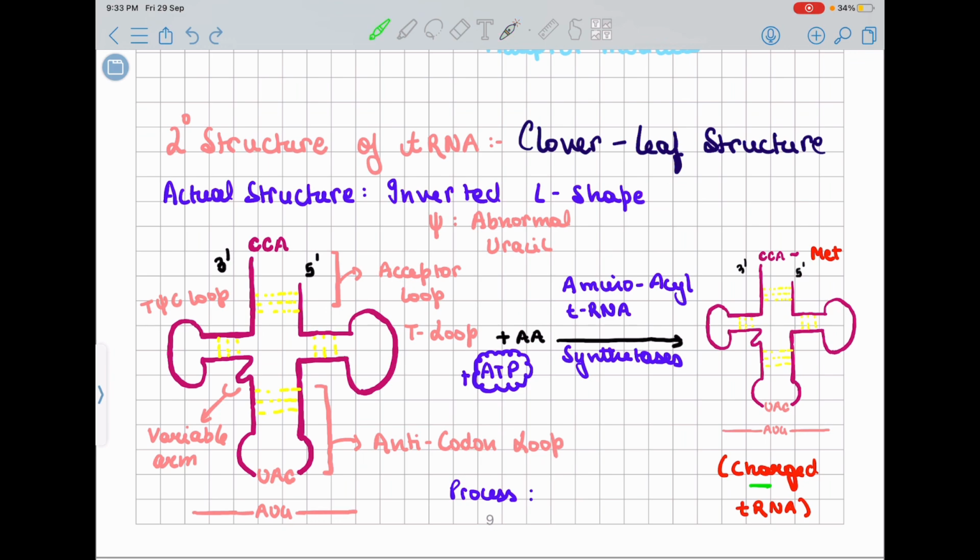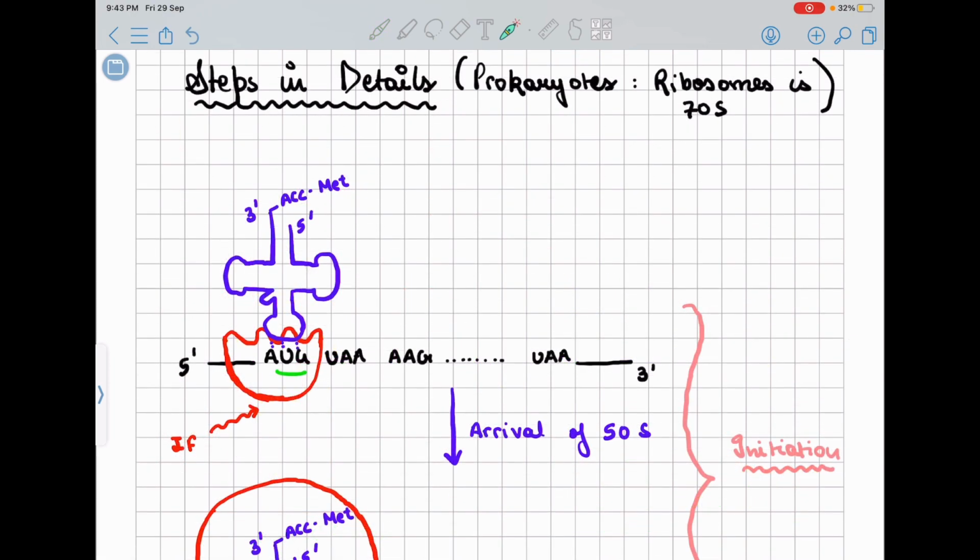When tRNA is not attached to any amino acid, it is known as uncharged tRNA. But when it binds to amino acid, it is known as charged tRNA. And this process is known as charging of tRNA or amino acylation of tRNA.